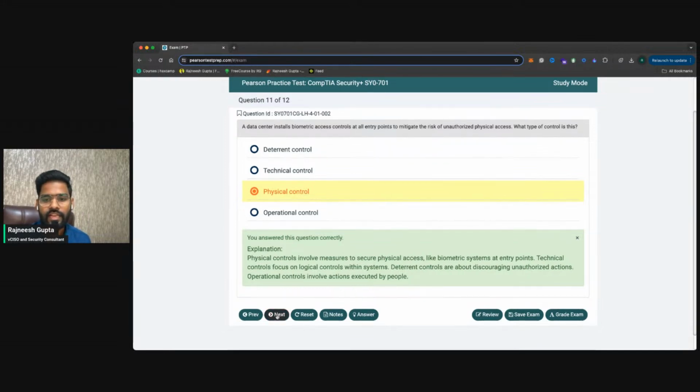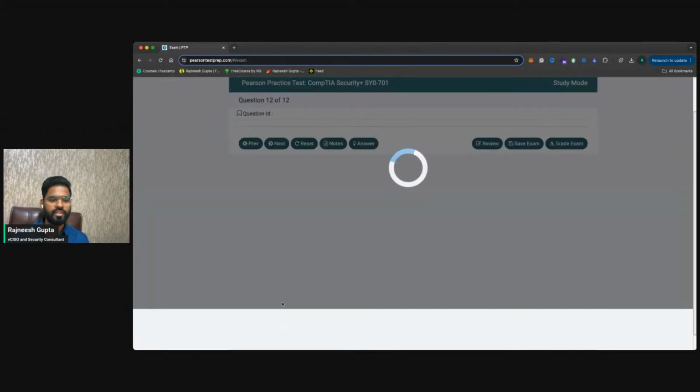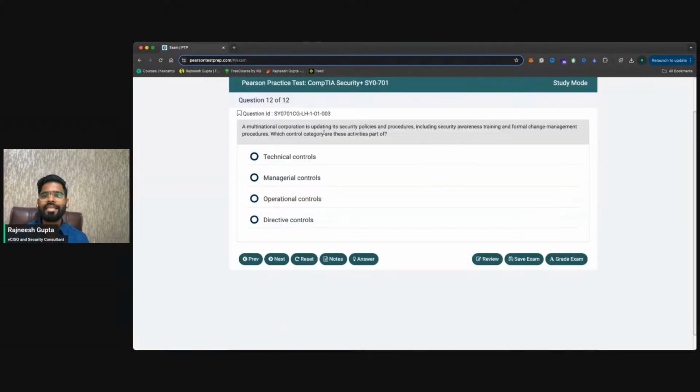All right, let's go to the next question, the final question of the day. A multinational corporation is updating its security policies and procedures, including security awareness training and formal change management procedures. Which control category are these activities part of? What do you think, guys?